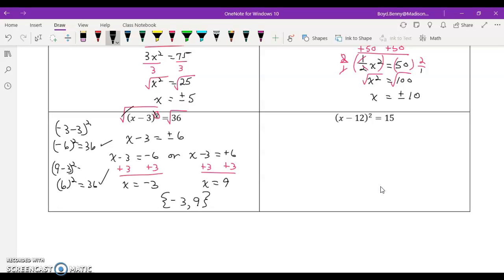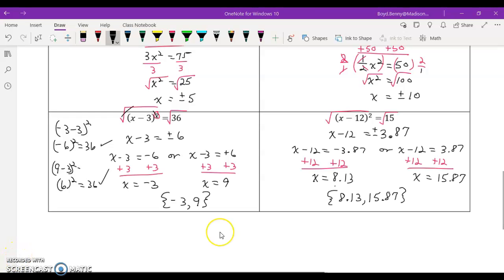Okay, I'd like for you to pause the video and try the last your turn. Pick it back up and see how you did. Okay, guys, so go ahead and take a look at how I solved this problem and see how you did. So again, I took the square root of both sides, and then to solve each, I had to set x minus 12 equal to negative 3.87 and x minus 12 equal to 3.87. I added 12 to both sides and ended up with these two solutions.